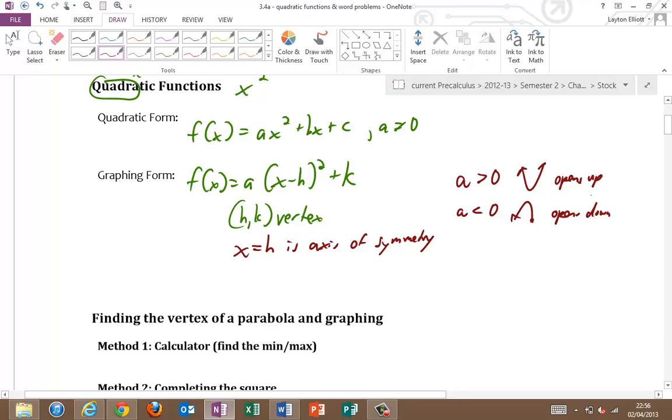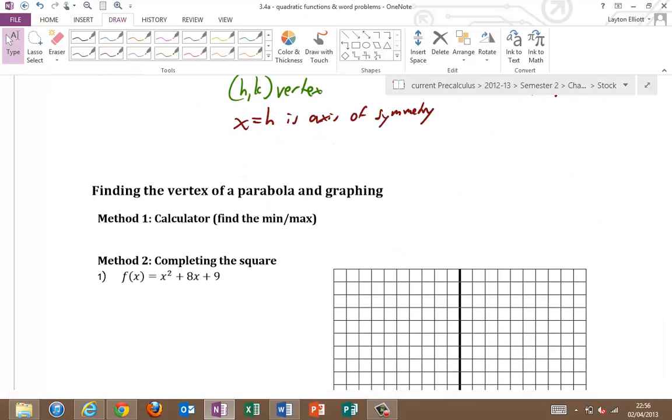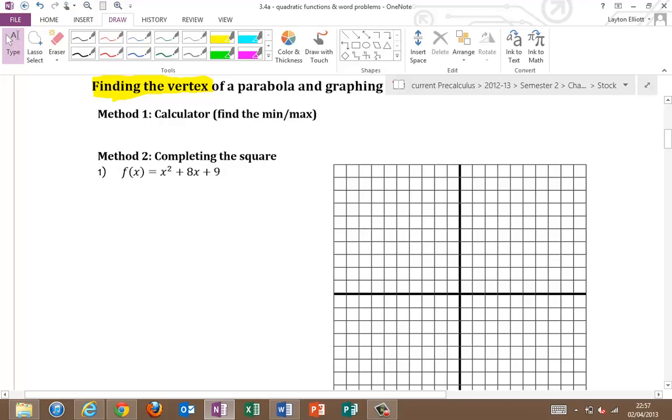So given all that, we have many methods with which we can graph this stuff. Method 1 is using the calculator just to find the max and min values, because finding the max or finding the vertex, which we can describe as the max or min of the parabola, is going to be a huge part of what we do.